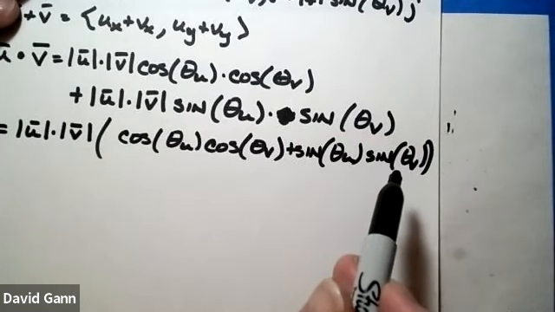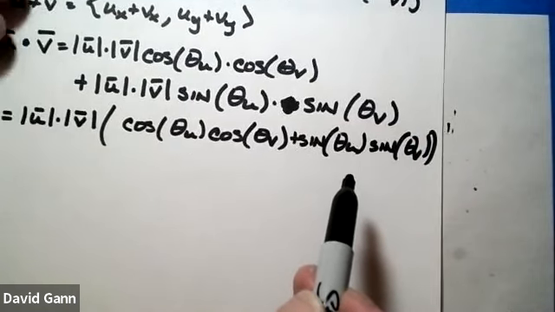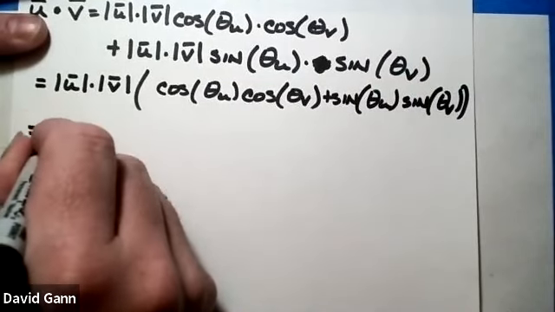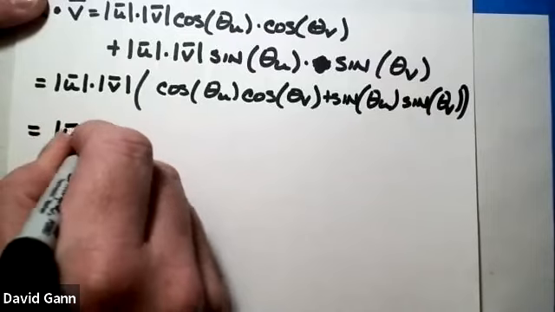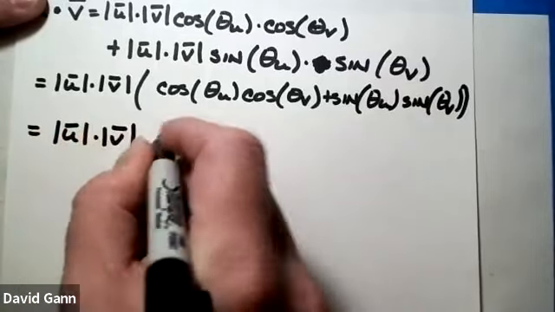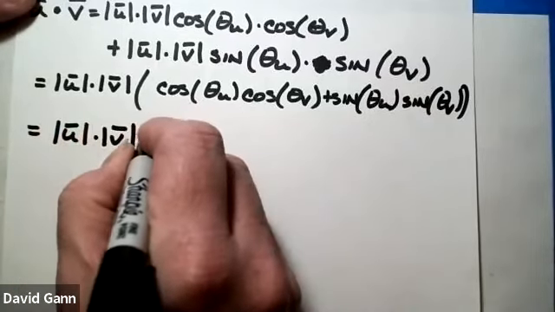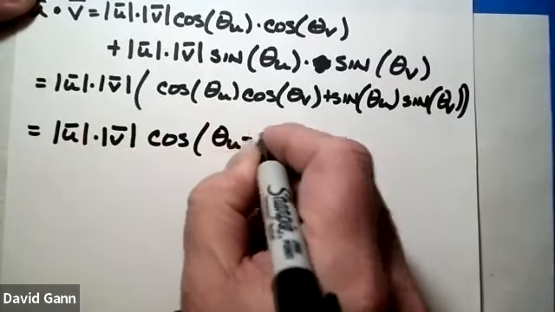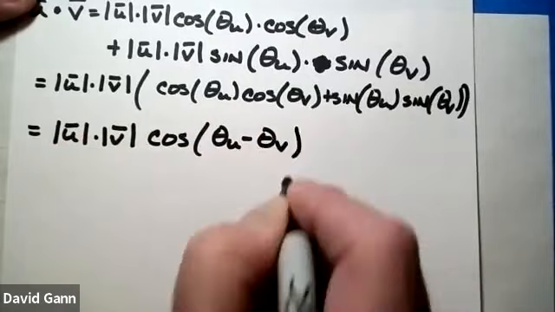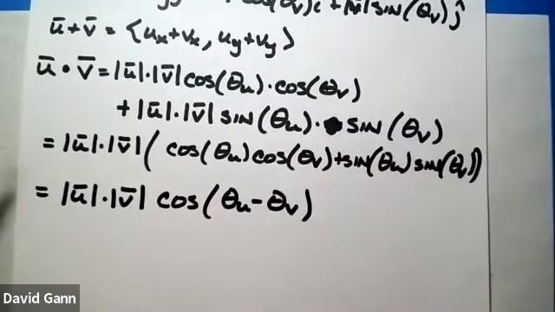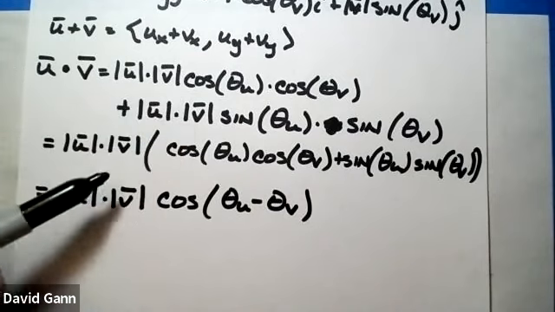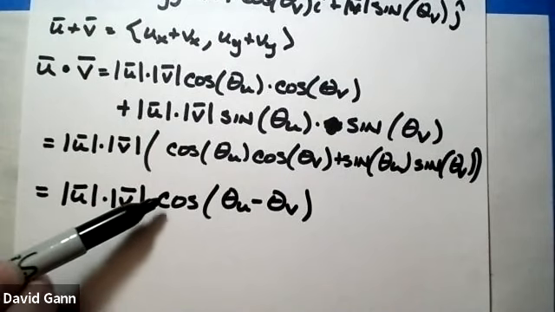So here come these trigonometric identities back again, which is going to tell you that the magnitude of u times the magnitude of v times the cosine of the difference in the directions. So here we have the dot product, by this sort of weird calculation, gives you this formulation here.